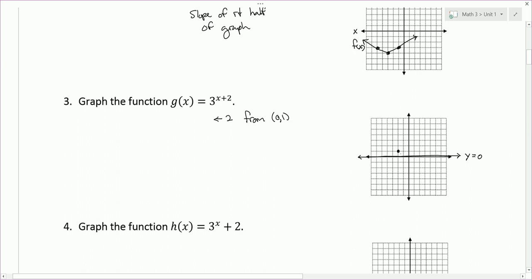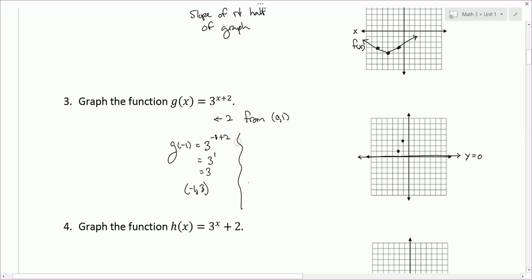If I plug in, let's say, negative 1, which is 1 point right of negative 2, because we have the value at negative 2, so I'm just going one value to the right, we end up with 3 to the power of 1, which is 3. So when x is negative 1, y is 3, and I could plot that point.